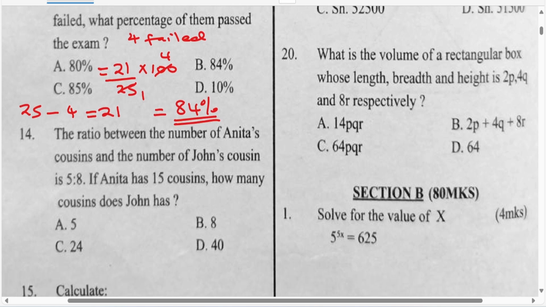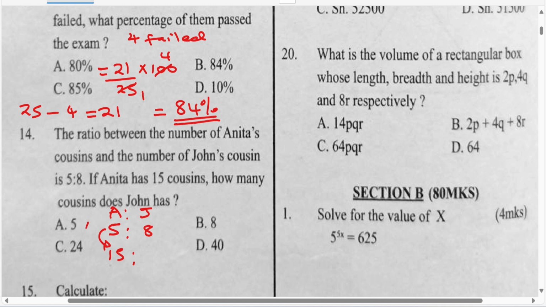Question 14. The ratio between the number of Anita's cousins and the number of John's cousins is 5:8. If Anita has 15 cousins, how many cousins does John have? So look at the ratio. Ratio ni 5:8. 5 is represented by Anita, John is represented by 8. So now Anita has 15, but you don't know how many cousins John has. But you ask yourself, how did I end up with 15 from 5? Sio, wajiuliza hiyo 15 nipata vipi na nilikuwa na 5 katika hiyo ratio.